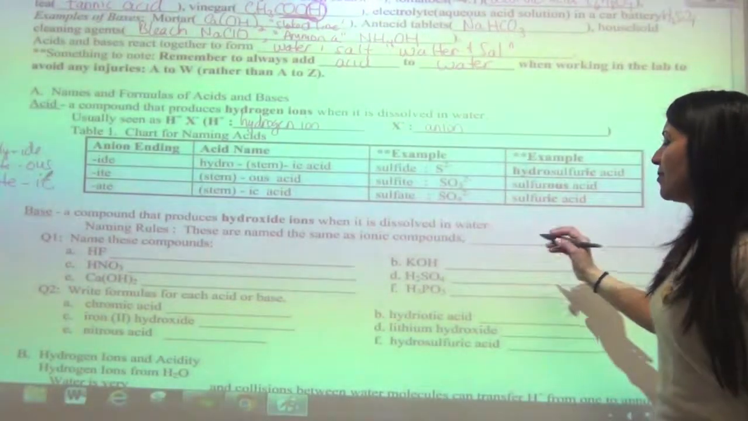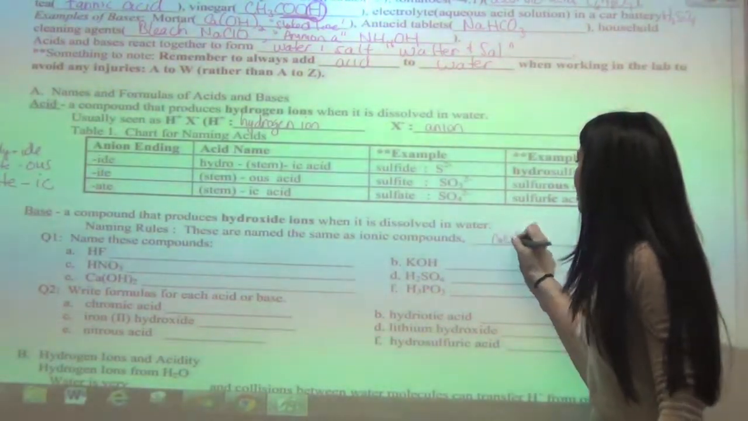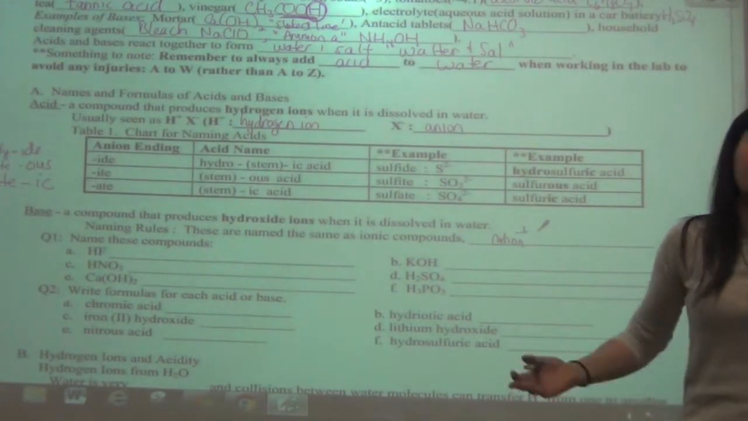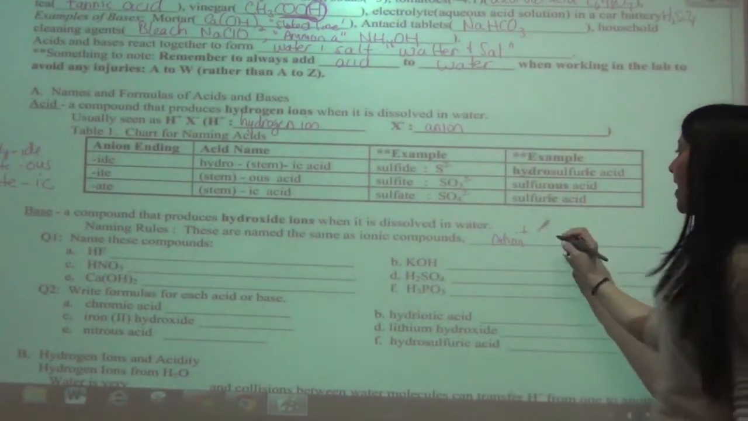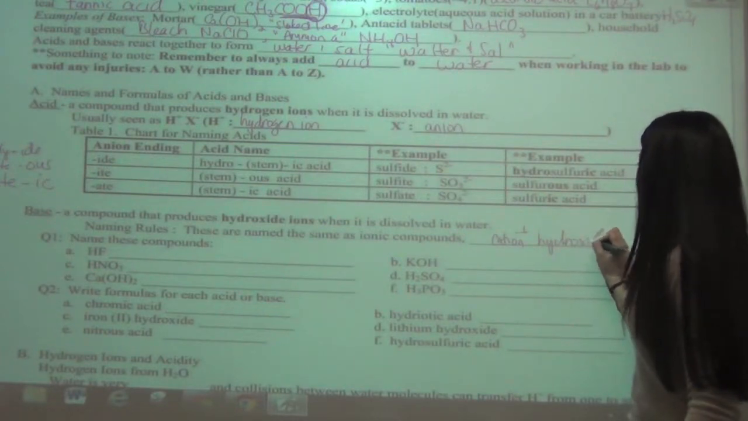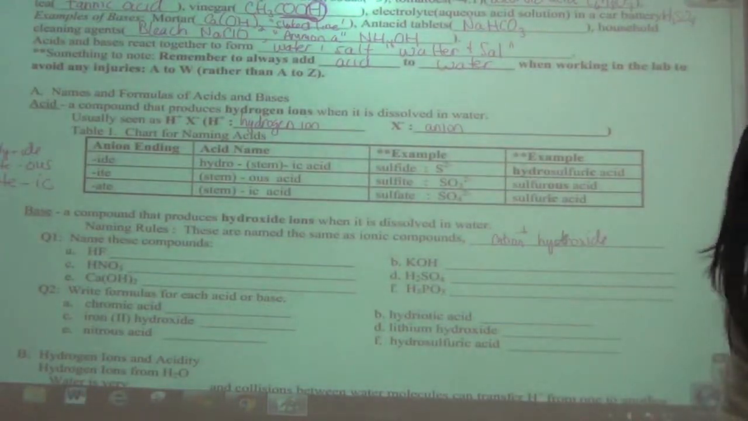The bases are pretty easy. You're just going to name these the same way that you do ionic compounds. So you just do whatever the cation is. You name the cation with its positive charge, so it can be any metal, or maybe it's a positive ion like ammonium. And then you name it with hydroxide at the end. If it's an Arrhenius base, then that's how you would end up naming it.